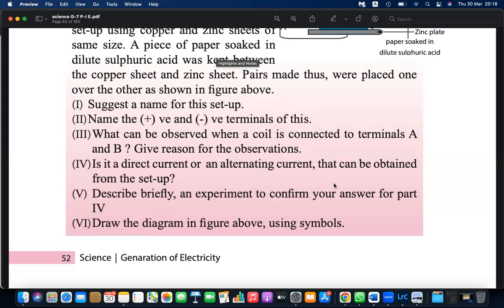No. It does not change. Then it is DC. Okay, it is DC. Yes, it is DC.